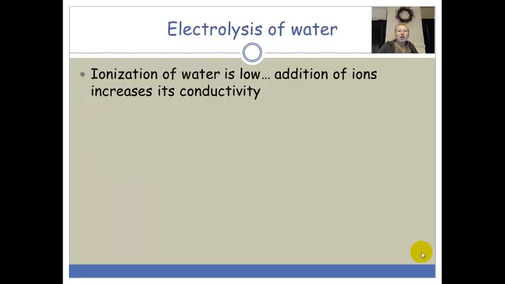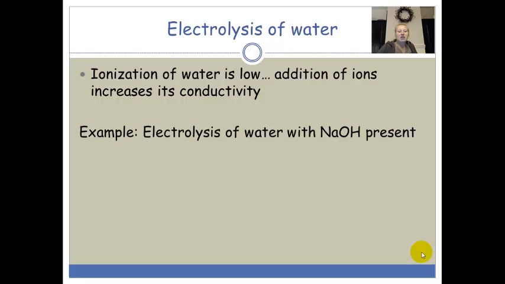So water can be electrolyzed, and the ionization of water is low. So to add ions will increase its conductivity. For example, if you want to electrolyze water, one thing that you can add is sodium hydroxide.